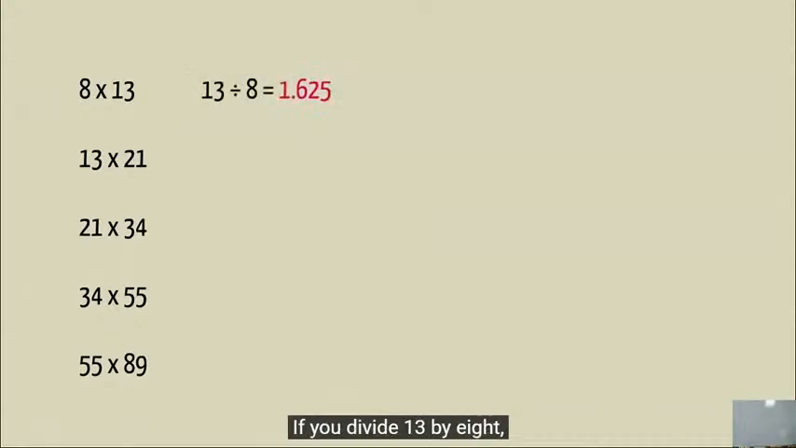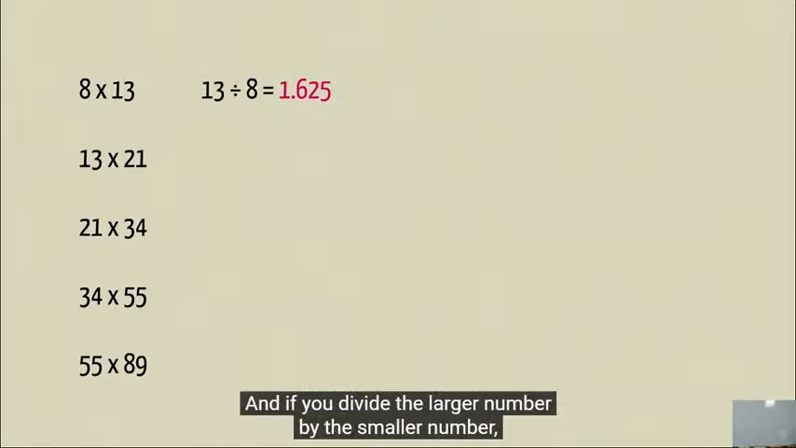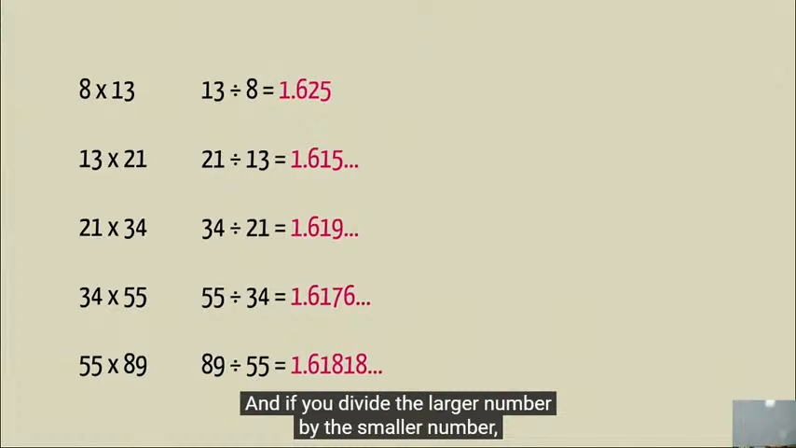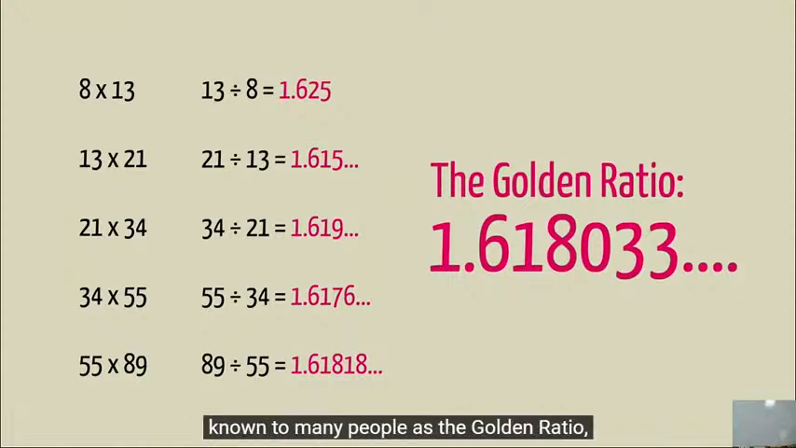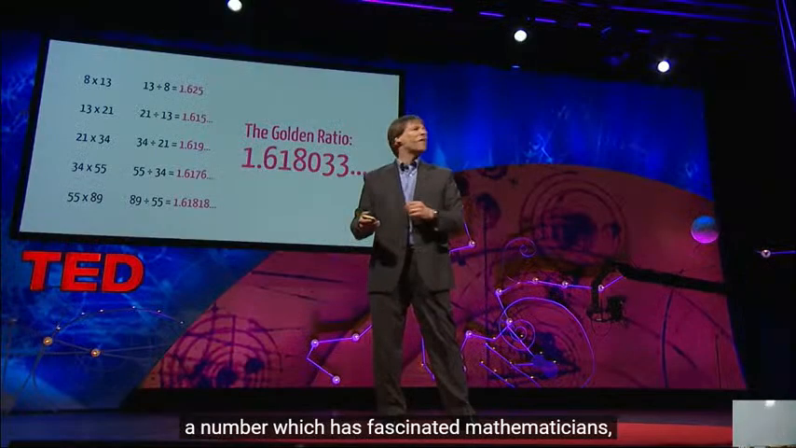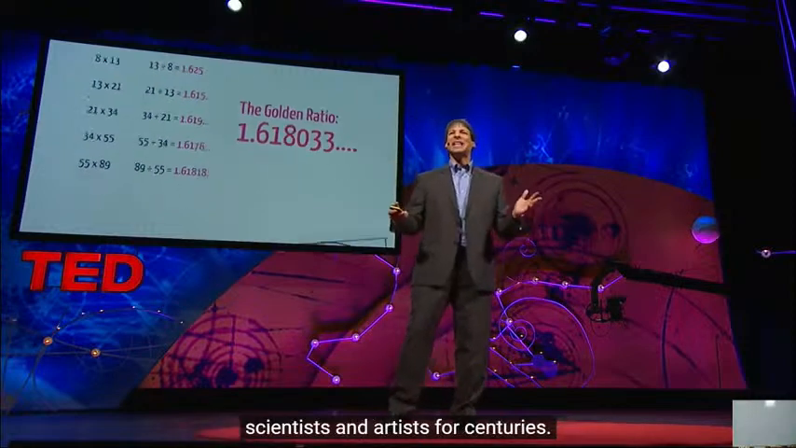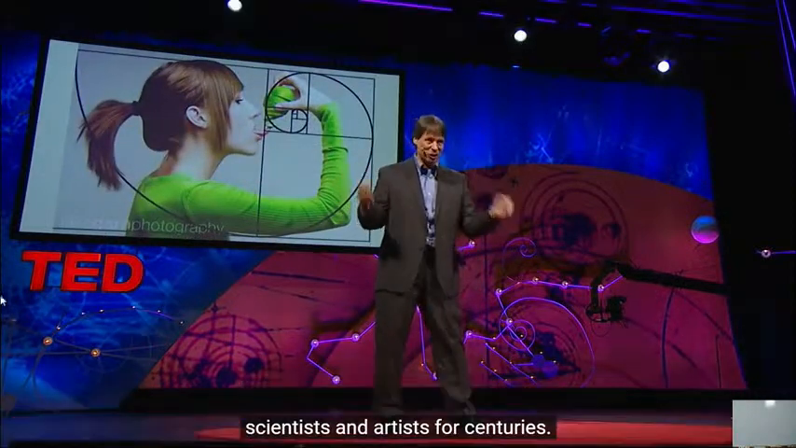Now check this out. If you divide 13 by 8, you get 1.625. And if you divide the larger number by the smaller number, then these ratios get closer and closer to about 1.618, known to many people as the golden ratio, a number which has fascinated mathematicians, scientists, and artists for centuries.